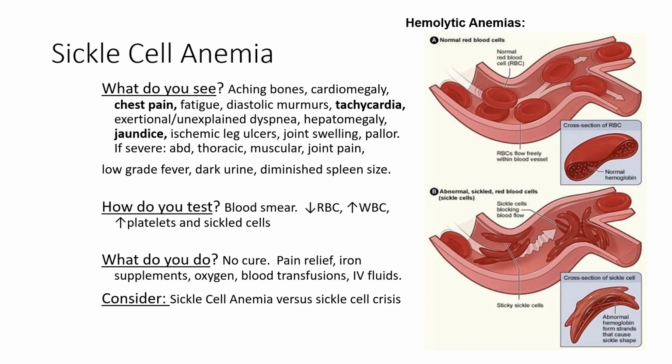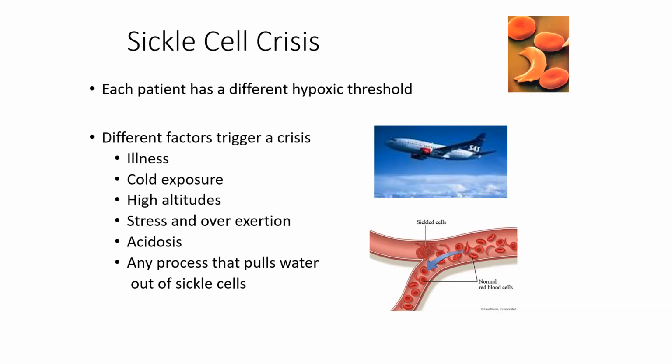It's symptomatic management. Try to avoid things that cause triggers for these folks, such as secondary illness, cold exposure, high altitudes like flying, which can cause crises in these folks. Stress, overexertion, acidosis are some of the main triggers for sickle cell crisis.